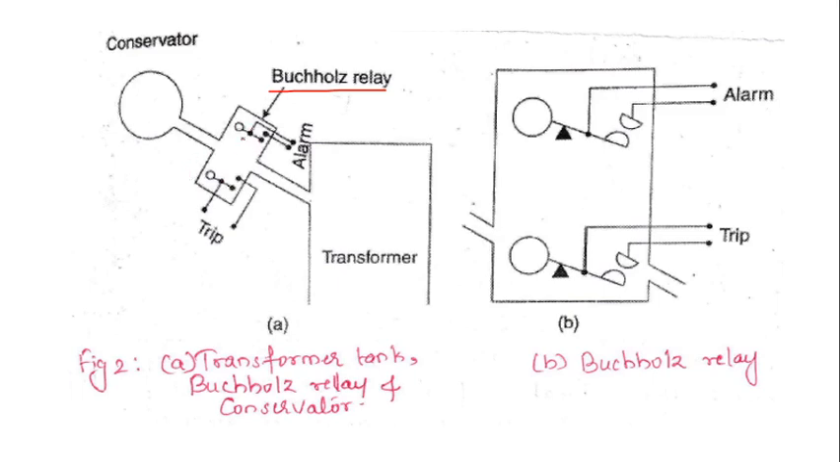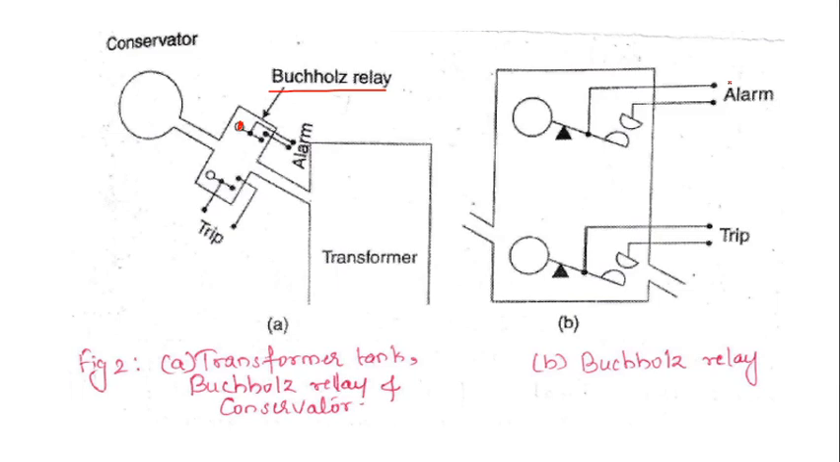Okay, so as the oil level starts decreasing, this hollow float, as you can see here, will try to come downwards. Here it will be better explained. As the oil level decreases, the gas accumulates, and because of the oil level decrement, this hollow float also starts moving downwards, because of which these contacts move upward and give an alarm to the operator. Okay, so this alarm indicates that an internal fault has occurred in the transformer.